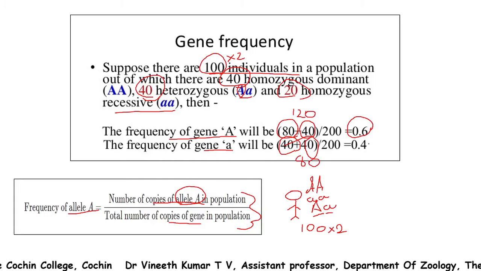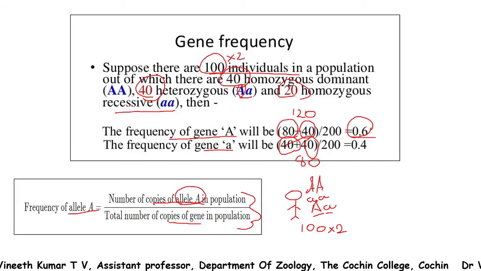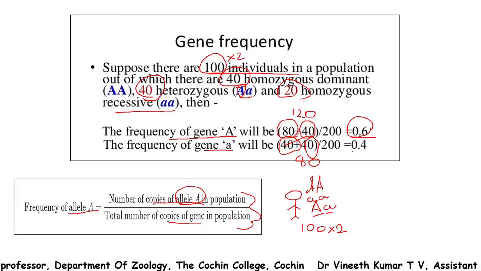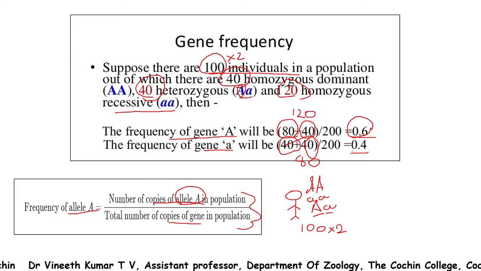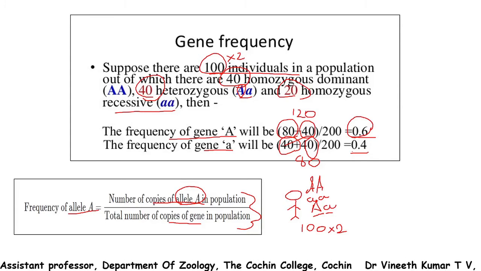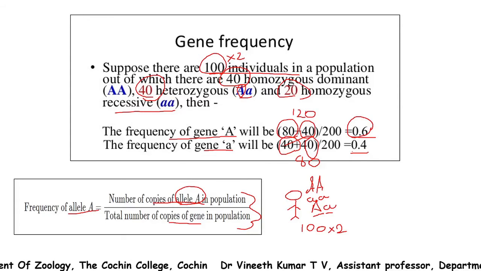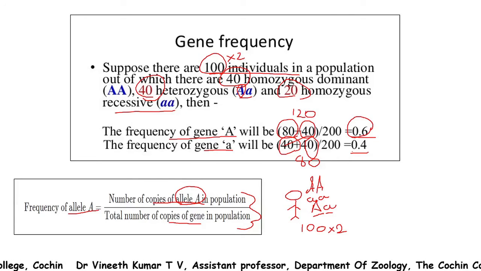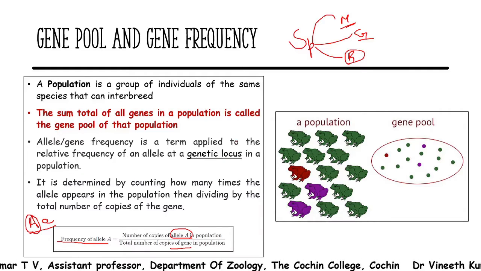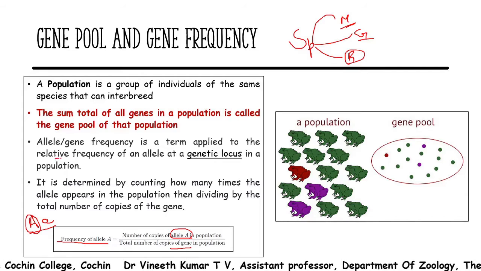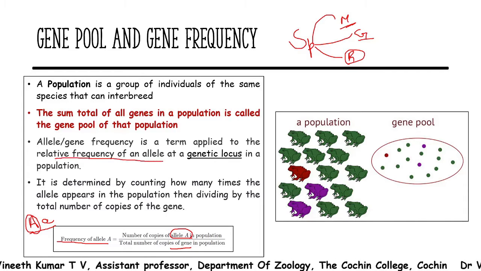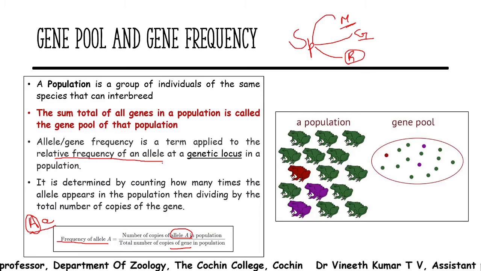So the allelic frequency of capital A is 0.6, and the allelic frequency of small a in this particular population is 0.4. So this is what is called gene frequency or allelic frequency. So here, as we said, it is a term which is applied to the relative frequency of an allele at a gene locus in a population.